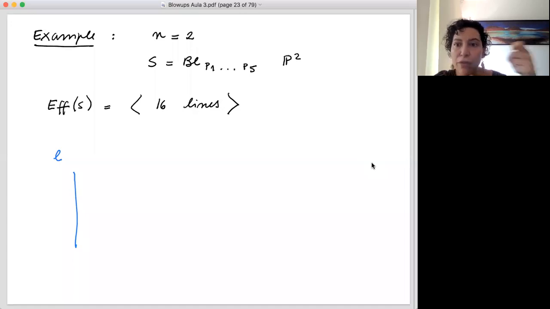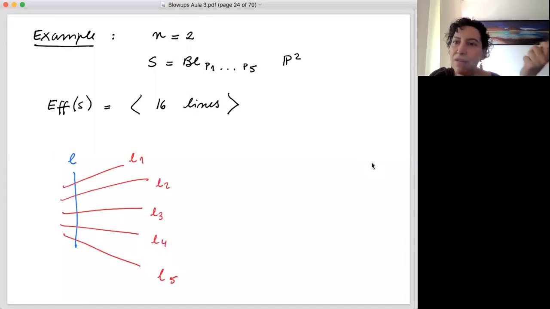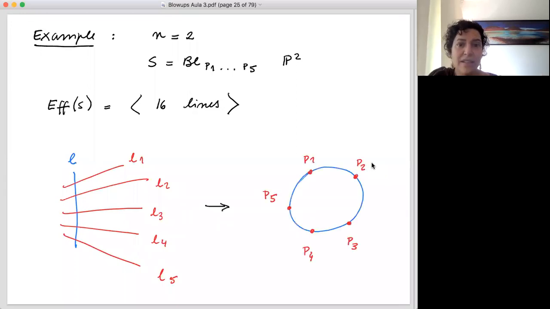So for instance, whenever you fix a line, there will be exactly 5 lines that are incident to the fixed line L. So you fix your blue line L, and that gives you the 5 lines that are incident to L. And then once you have these 5 lines, this gives you a possible realization as the blow up of P2 in 5 points. You just contract these 5 lines that are incident to L. And okay, this gives you the blow up of P2 in 5 points, and your other curve L is sent precisely to the conic passing through these 5 points.